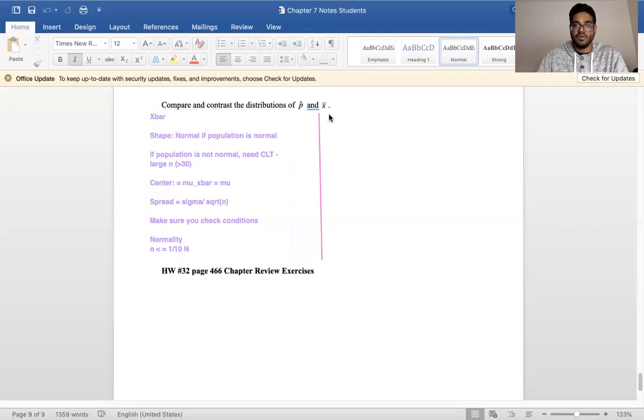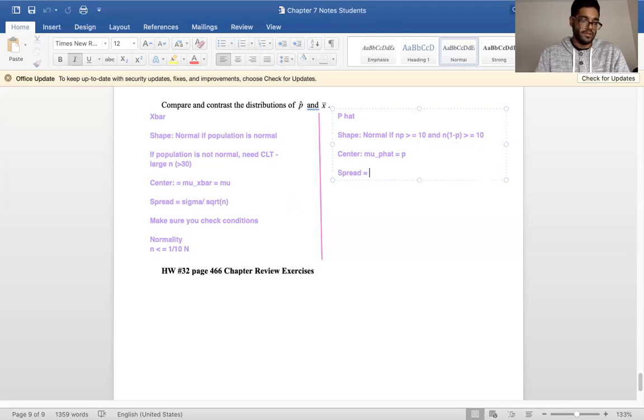Compare that to p hat. For the shape, it is normal if np is greater than or equal to 10, and n times 1 minus p is greater than or equal to 10. Those are your conditions, and you always need to check them. And your center: mu p hat is equal to p. Whatever your population proportion is, it's the same for your sample because it's an unbiased estimator.